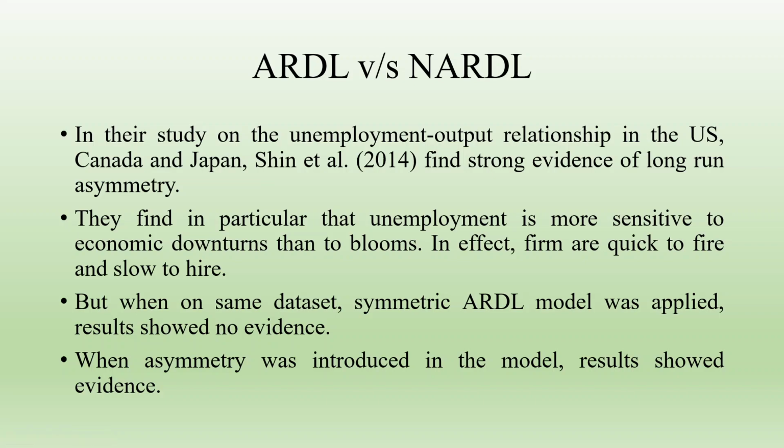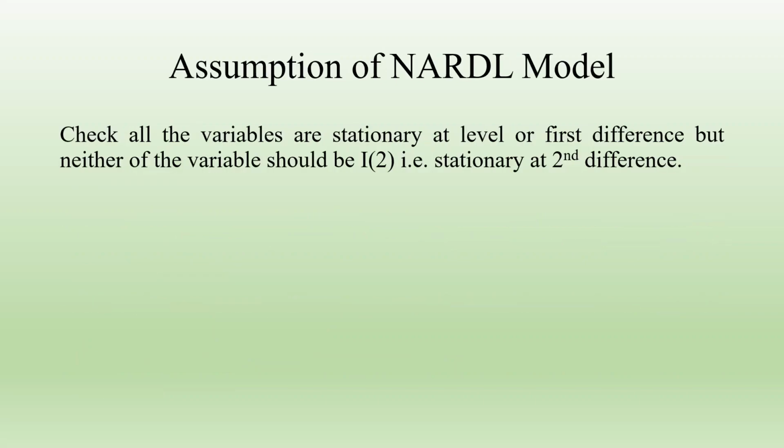Now, what's the difference between ARDL versus NARDL? In the study on the unemployment-output relationship in the US, Canada, and Japan, Shin et al. found strong evidence of long-run asymmetry. They found in particular that unemployment is more sensitive to economic downturns than to booms. In effect, firms are quick to fire and slow to hire. But on the same data set, when the symmetric ARDL model was applied, results showed no evidence. When asymmetry was introduced in the model, results showed the evidence.